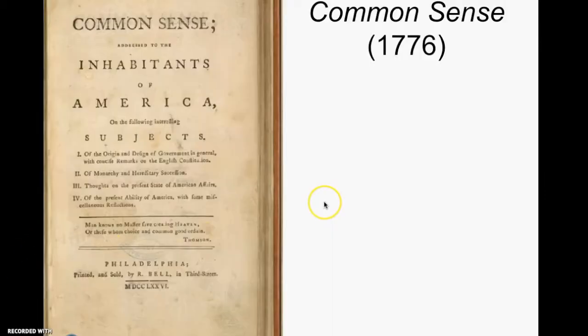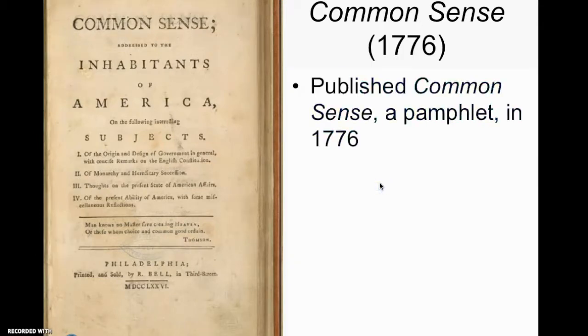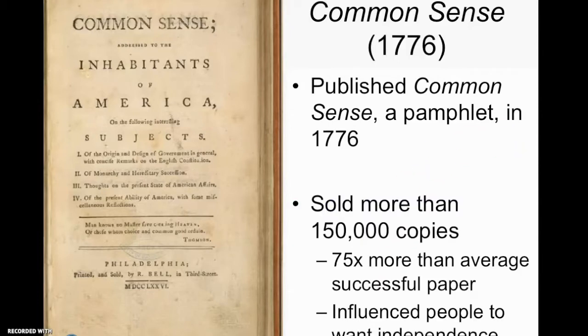So this document should look familiar. Common Sense in 1776 was written by Thomas Paine, who we all know, T-Pain, and this influenced many people to want independence from Great Britain. So Common Sense sold more than 150,000 copies. It was 75 times more than an average successful paper. So obviously this had a huge direct impact on the colonies to want independence.